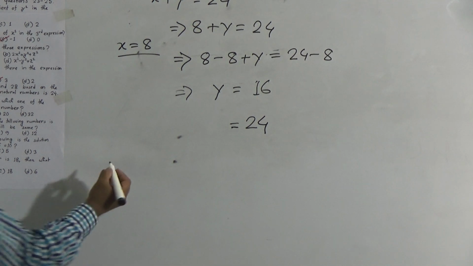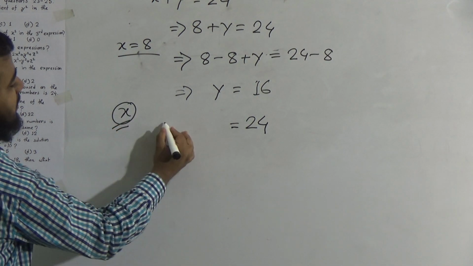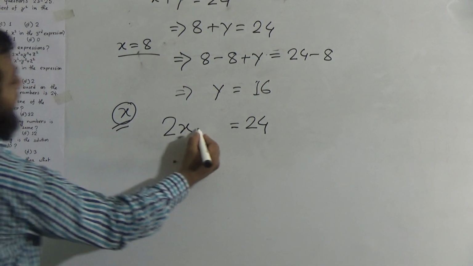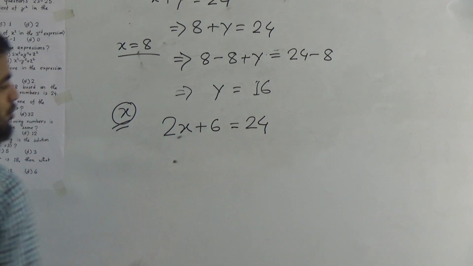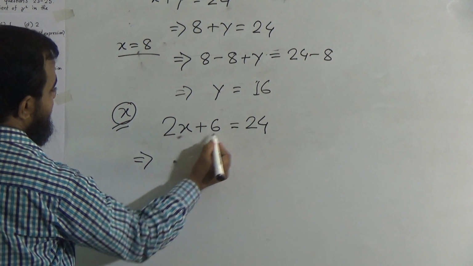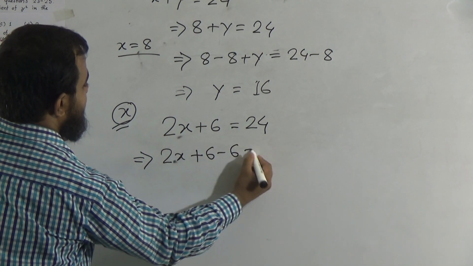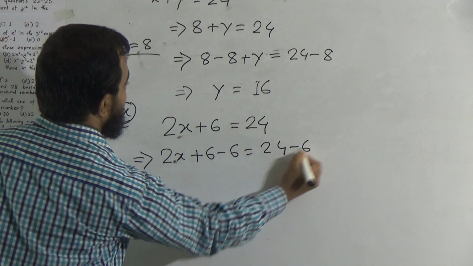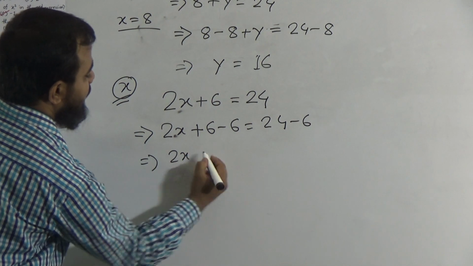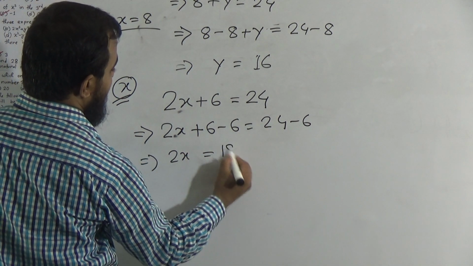But twice of a number, let that number be x. Twice of that number means twice x. Twice x will be added with 6. That means twice x plus 6 is equal to 24. Now calculate it. First of all, we have to omit this 6. To omit this 6, we have to subtract 6 from both sides. Then we will get twice x plus 0. No need to write down 0 here. So 24 minus 6 will be 18.